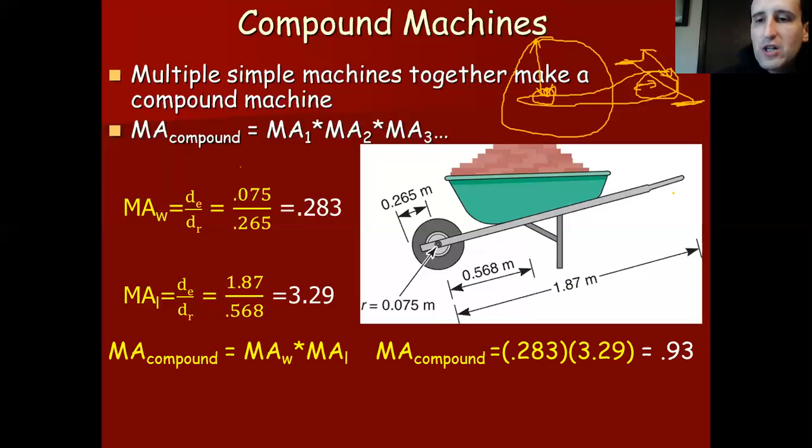Again, the advantage here, amongst other things, is we get a push forward, and the wheel rolls it out for us, which is nice. That's a lot less friction. And that's basically how the compound machine is going to work.